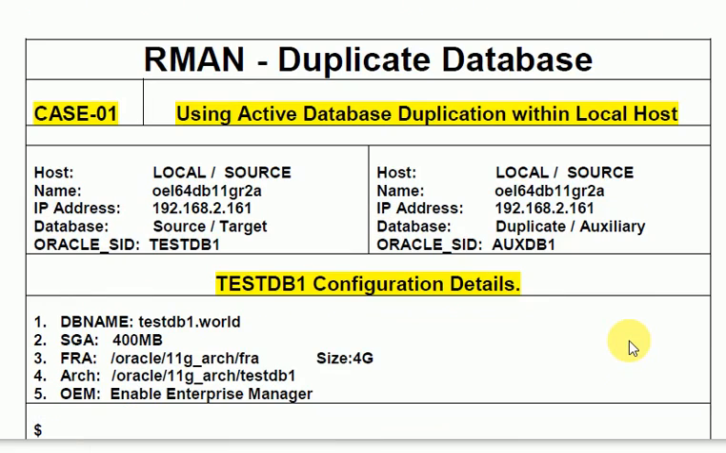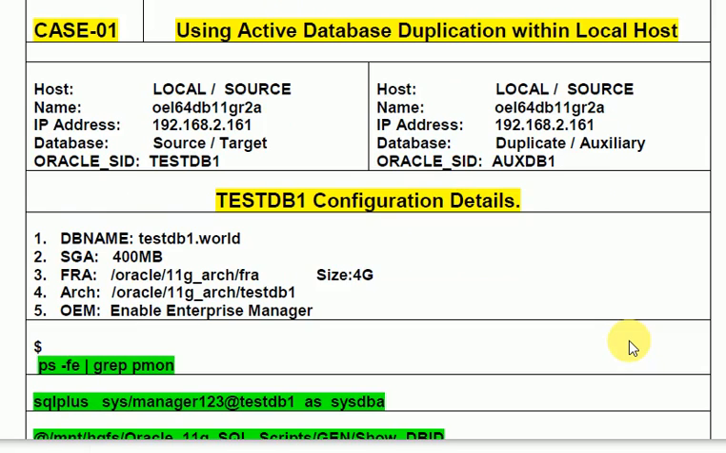So here is what we are going to do, and I have given you the details about the host machine, the source or local machine, and the destination or auxiliary. The source database is also called the target, and where you want to duplicate it is called the destination or the auxiliary.